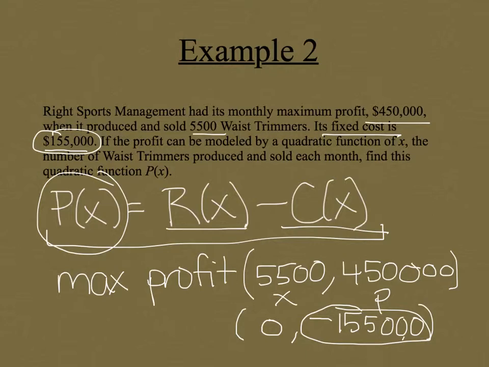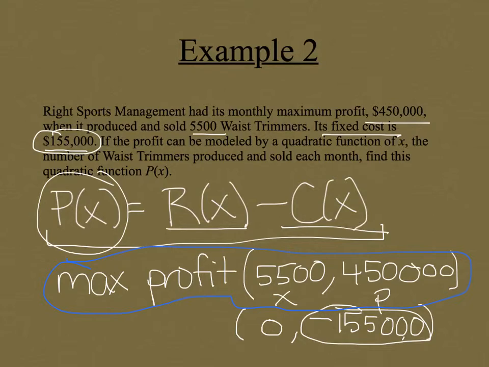So looking at this, we are going to go ahead and find a quadratic equation. We have 2 ordered pairs. One specifically, this maximum, is going to be our vertex. And what we're going to do is use vertex form of a quadratic function.